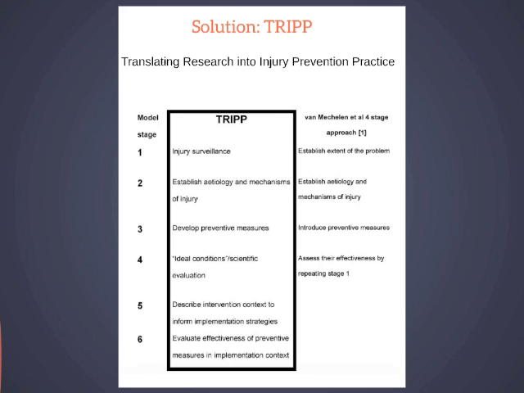However, steps 5 and 6 is where the TRIPP framework addresses the insufficiencies of the Van Mechelen model. Step 5 is to determine the motivators and barriers of implementation. This is directed by the culture of the sport. And then step 6 is the actual implementation of the intervention in a real-life setting and then reevaluating its effectiveness.